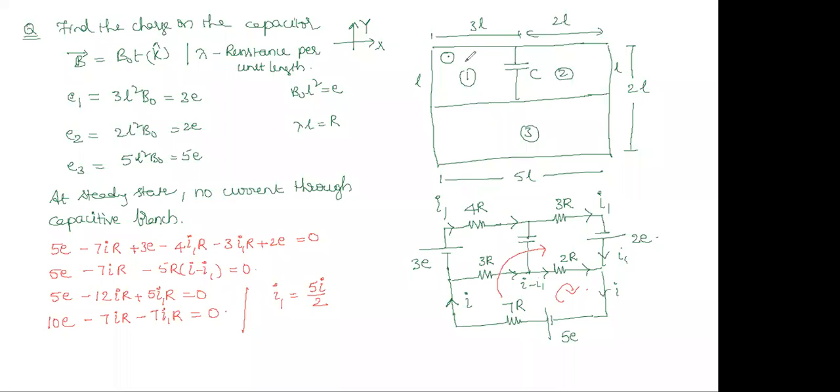Resistance can be written as resistance per unit length into length of the segment. If L is there, lambda into L. If 3L is there, lambda into 3L. We assume lambda into L is equal to R. Then the upper portion becomes 3R.